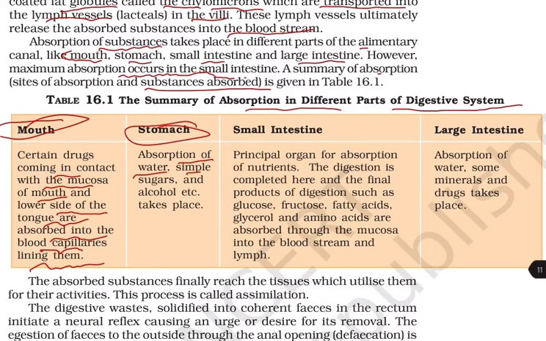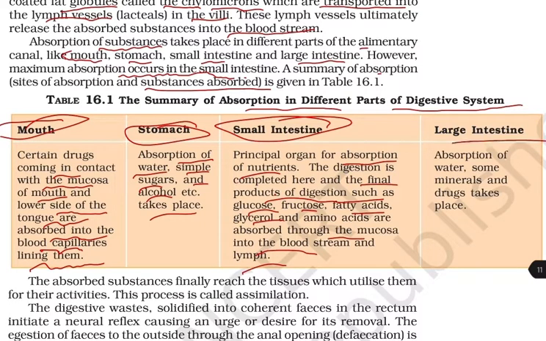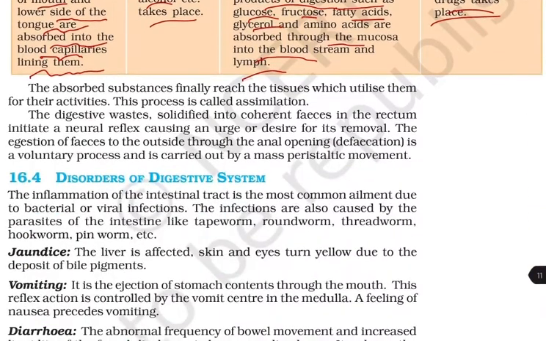Second, stomach. Absorption of water, simple sugars and alcohol takes place. Small intestine. Principal organ for absorption of nutrients. The digestion is completed here. The final products of digestion such as glucose, fructose, fatty acids, glycerol and amino acids are absorbed through the mucosa into the blood stream and the lymph. Large intestine. Absorption of water, some minerals and drugs takes place.